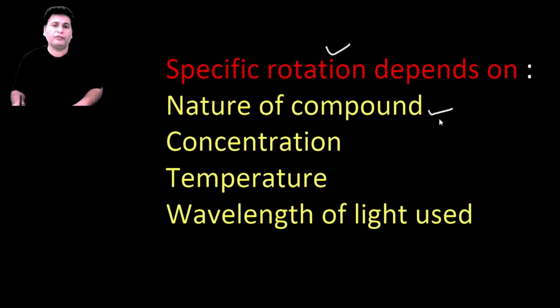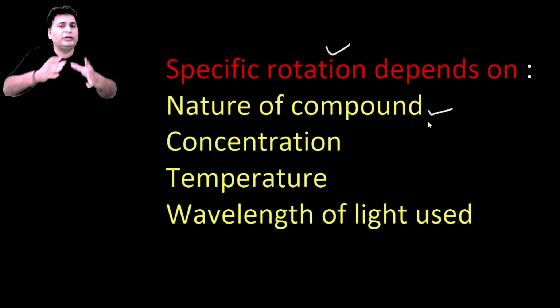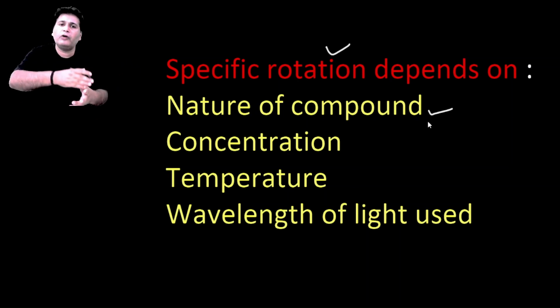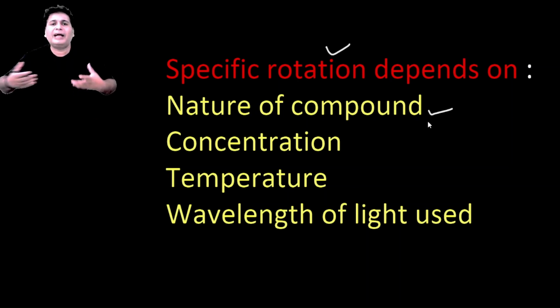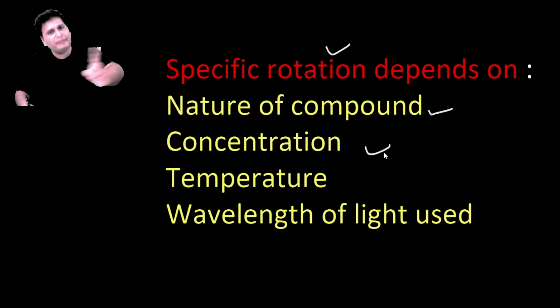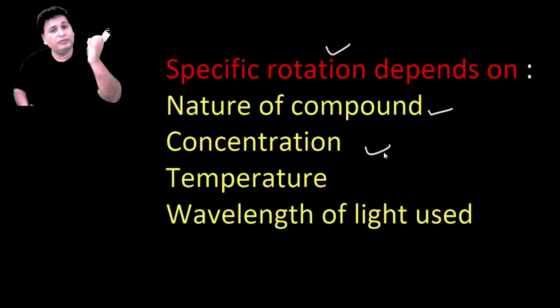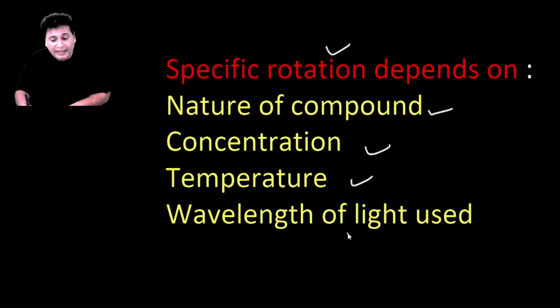What is the nature of compound? For example, you have taken optically active compounds, different compounds. As you change from one compound to another, the nature of compound changes, so the specific rotation will change. The next thing is concentration. For the same compound, for the same polarimeter, everything remaining the same, if you change the concentration, the specific rotation will get changed. The next is temperature, and the next is the light you are using.